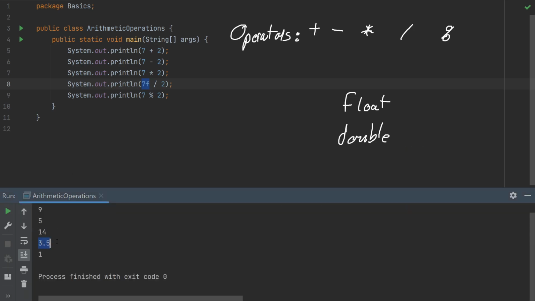So you could see here, now it's getting 3.5, and we'll come back to this in a second. These letters, I don't know them by heart. If you put a lowercase d, this is a digit or a decimal. Oh no, it's a double in Java. My bad on that. So D is for doubles, F is for float.